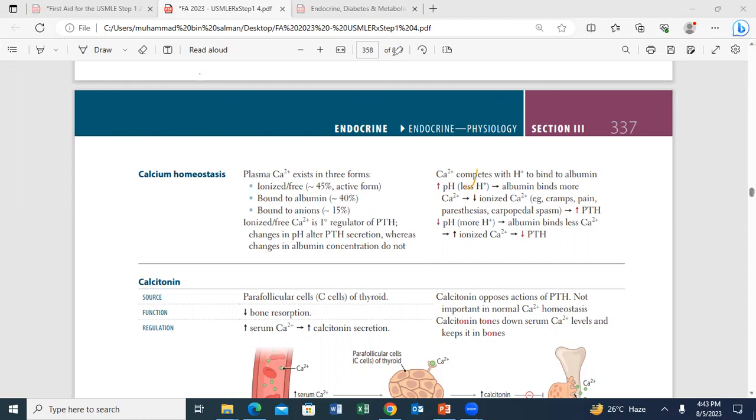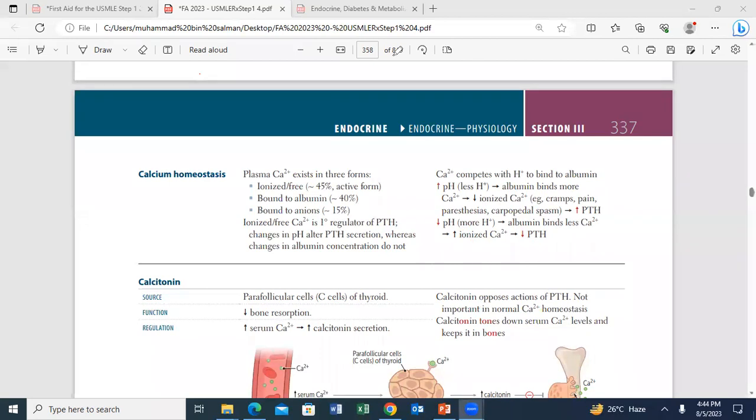So less hydrogen means less ionized calcium, and more hydrogen in acidity, or you can say decreased pH, means more ionized calcium, and of course ionized calcium regulates the parathyroid hormone. So these were simple concepts, not very difficult.